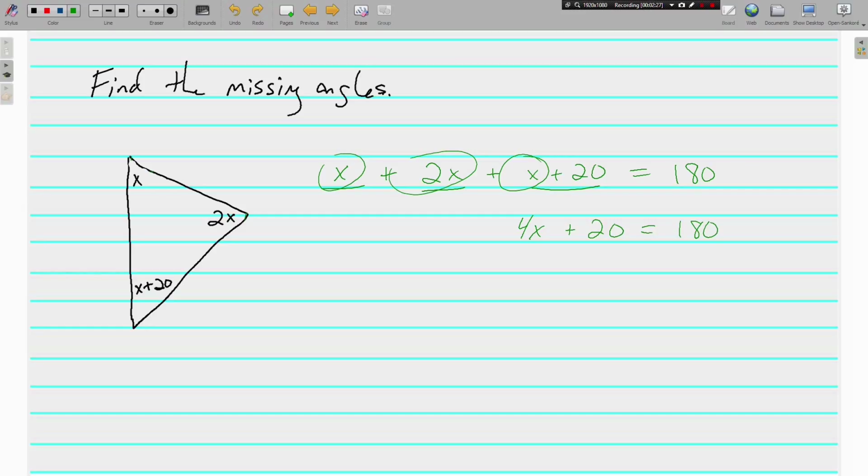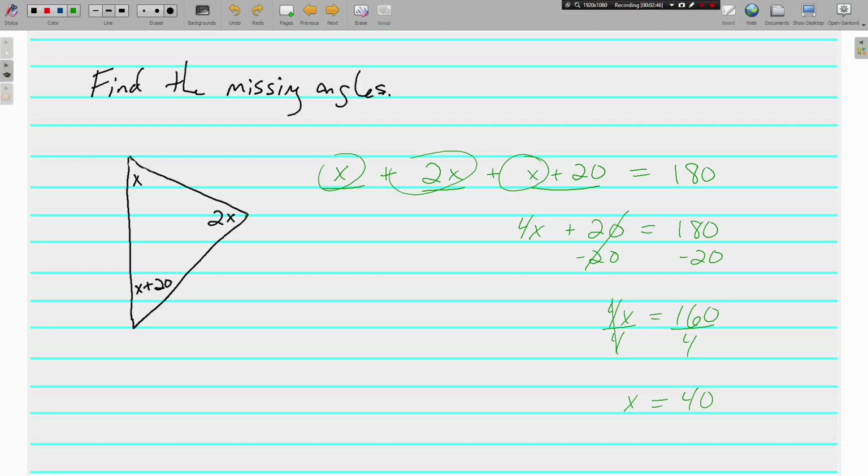Save the term with the variable for last. So we'll begin by getting rid of this 20 on both sides, giving us 4x equals 160. Divide both sides by 4, and we get x is equal to 40.